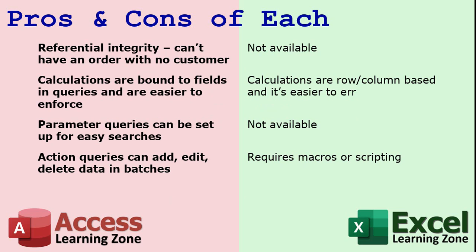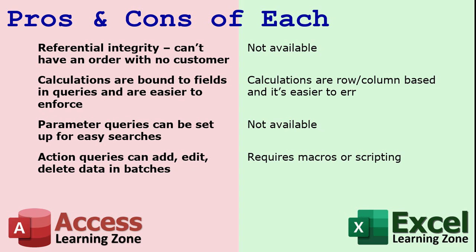Access has referential integrity, and that means that you can have situations in Excel where you put in an order that doesn't have a customer. You can't do that in Access. You can set up referential integrity so that if an order doesn't have a customer associated with it, you can't enter it in the system. This is what I'm guilty of a lot.